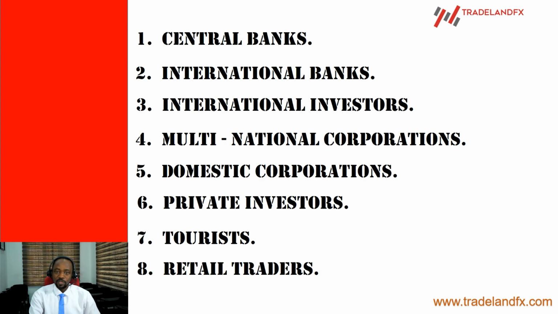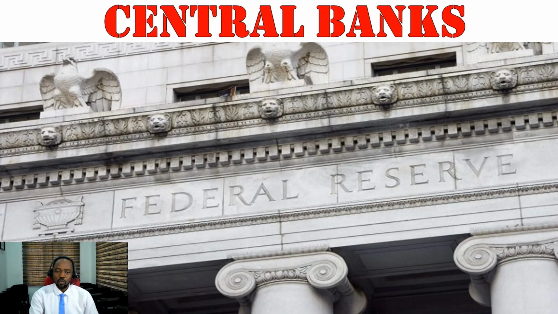Okay, first, let's go to the first one, central banks. Who are the central banks and what do they do? Now, every country in the world has a central bank. In the US, we call them the Federal Reserve Bank. In Japan, we call them the Bank of Japan Monetary Policy Committee. We have people like that. They influence interest rates. Let's go to the slide.